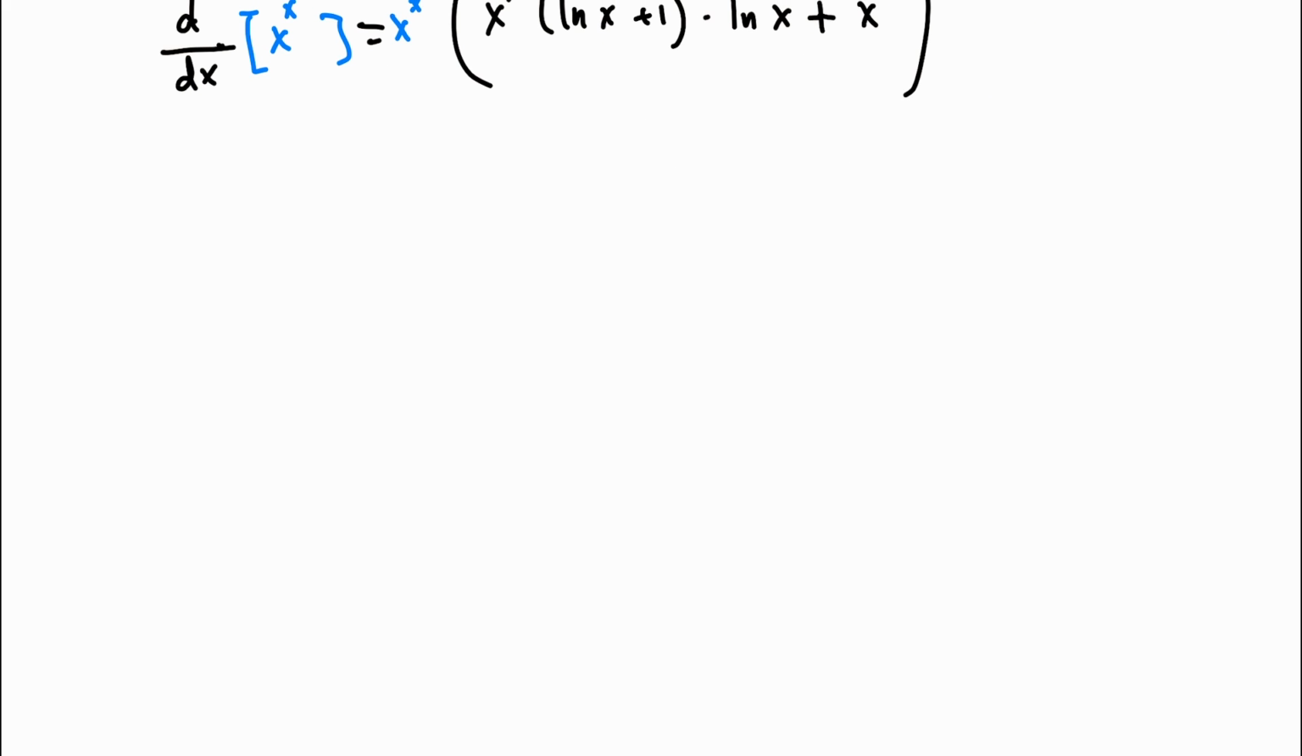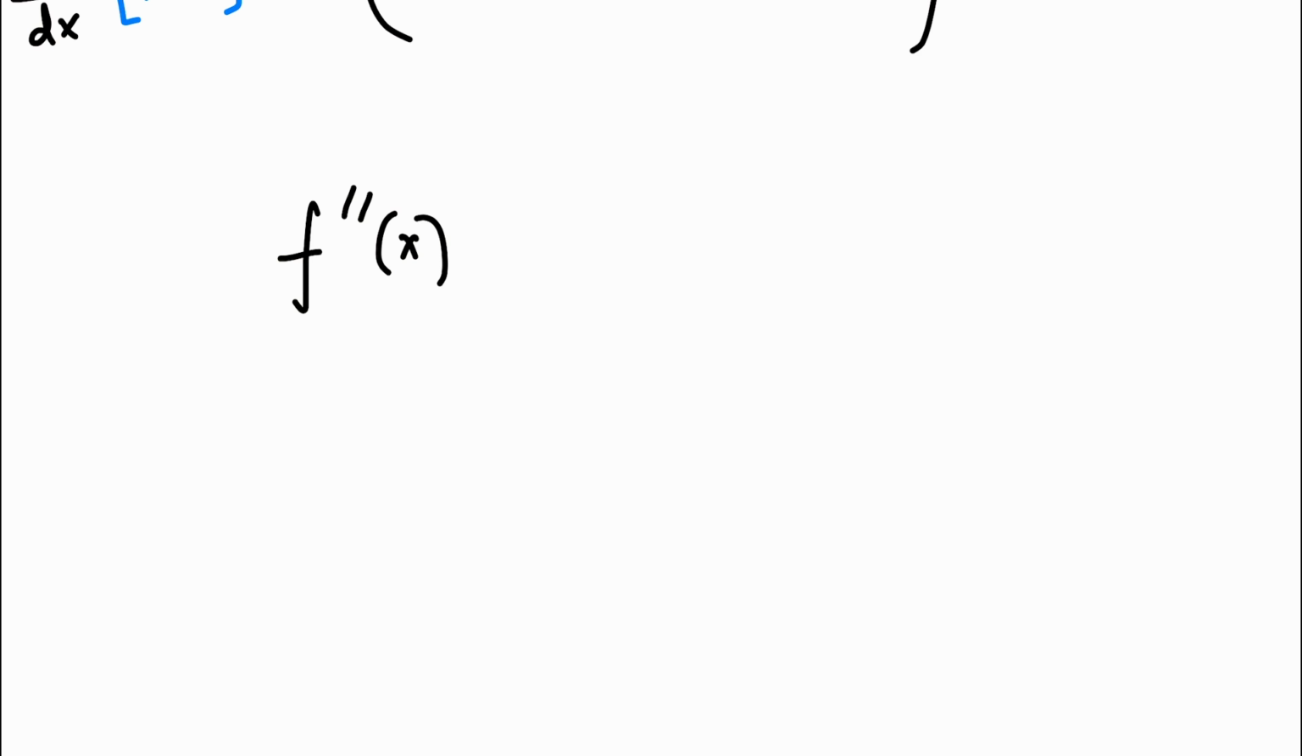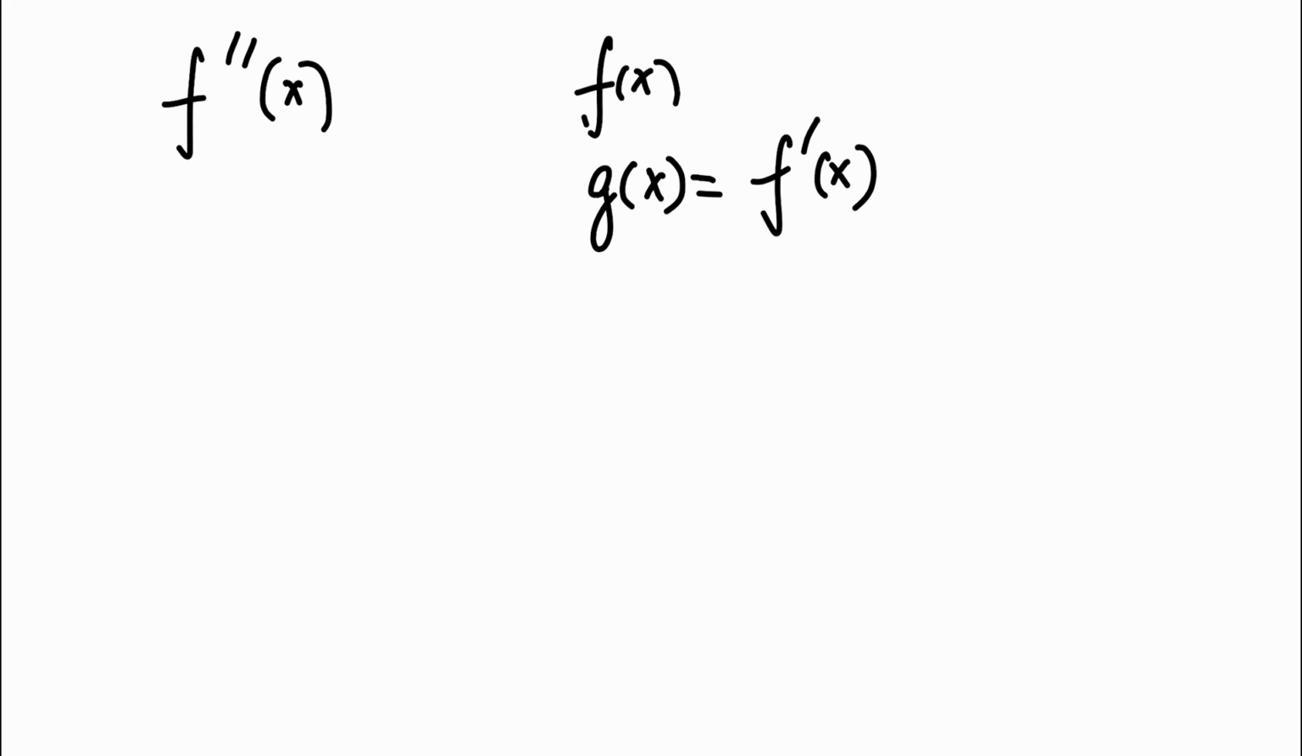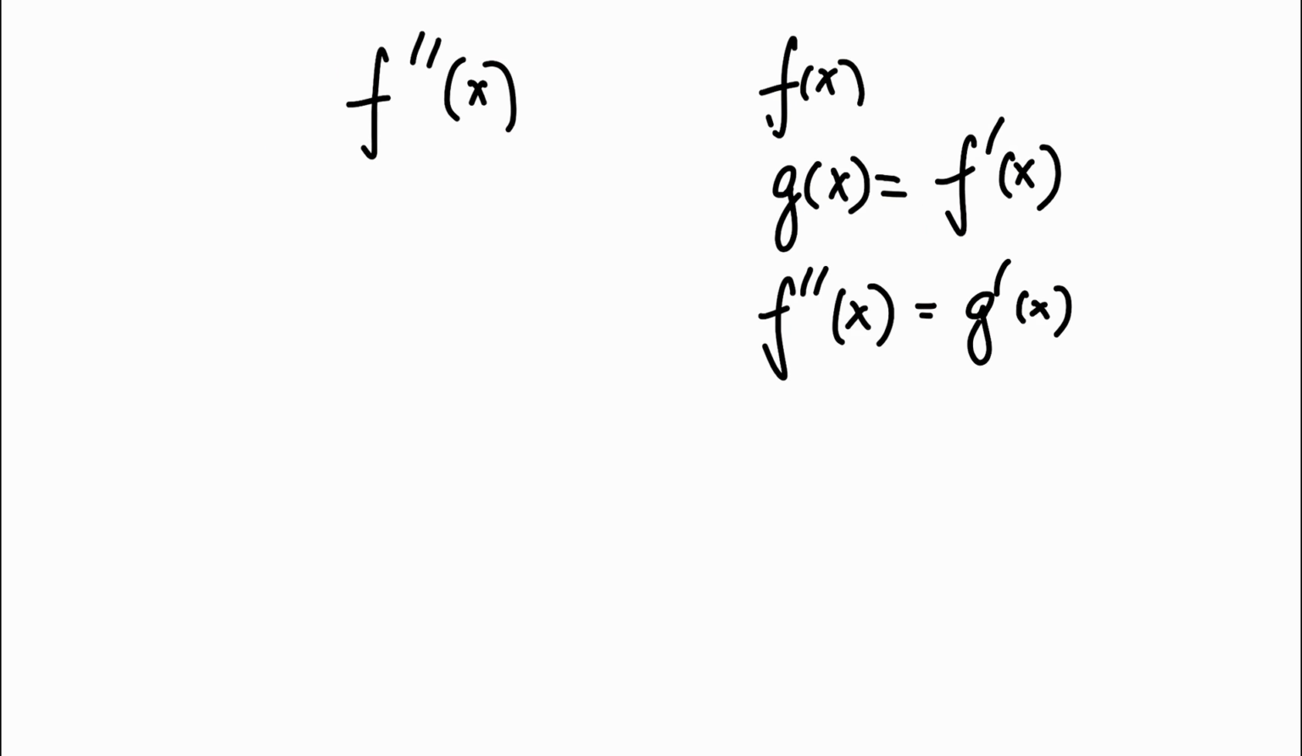The second derivative is written like this: the second derivative of f with respect to x. If we have g of x equal to the derivative of f of x, then the second derivative of f of x is equal to the derivative of g. Let's take a look with an example.